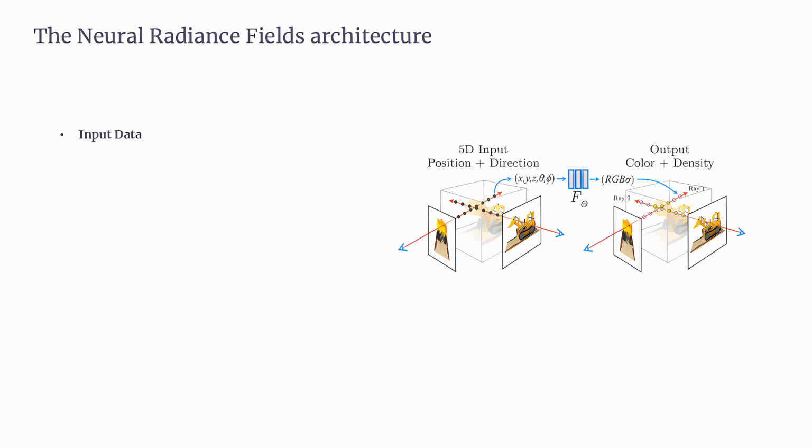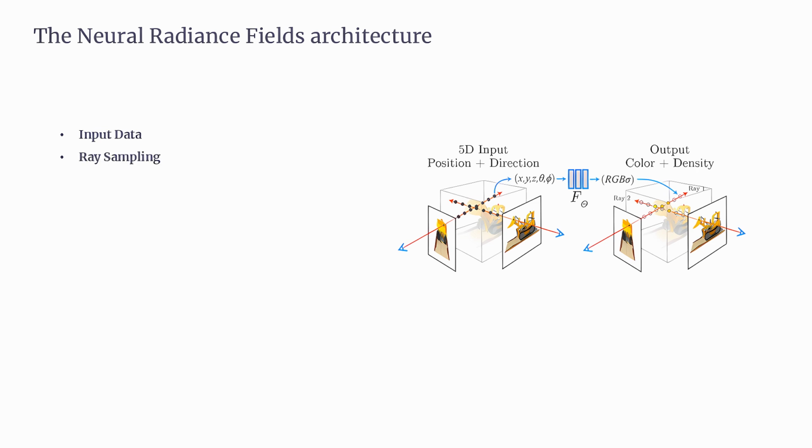The first, input data. NeRF starts with 2D images of a scene, and alongside these images we also need the camera poses. A camera pose gives us the position and orientation of the camera when it captured each image. These images provide all the visual information the model needs to learn from.